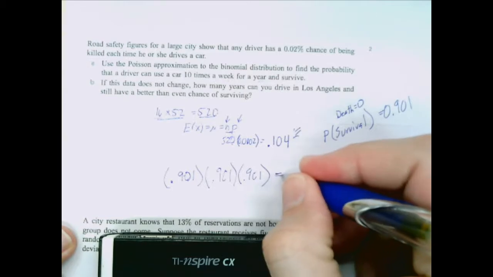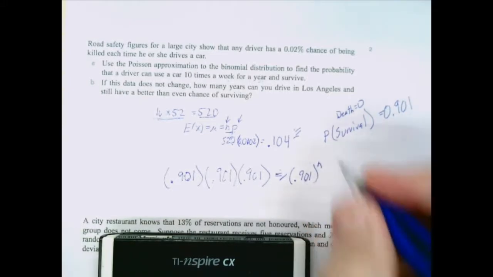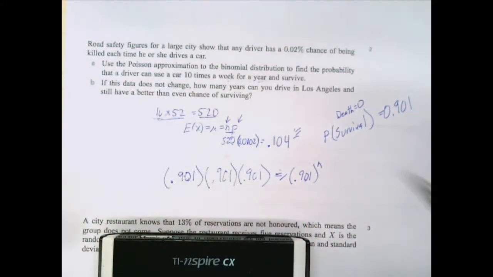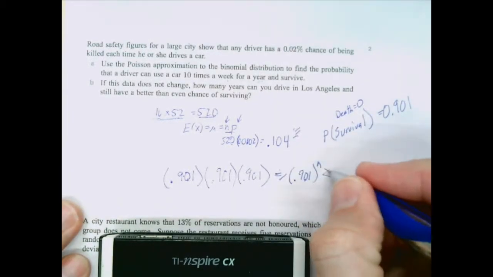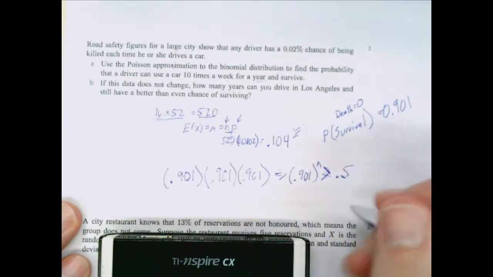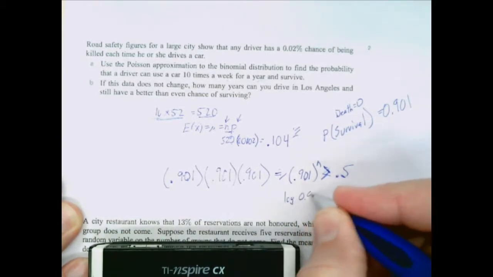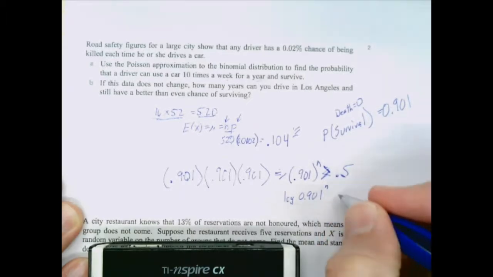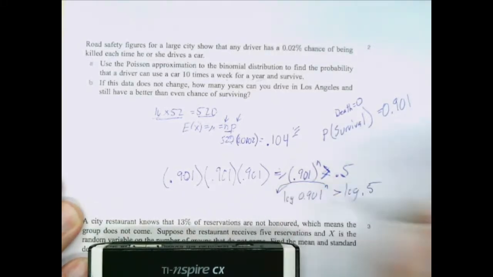Or in other words, it's going to be 0.901 to the power of the number of years. And of course, we want this to be greater than 0.5. I want to have a better than even chance of surviving. So we should now be able to solve this. Take the log of both sides. So log of 0.901 to the n power is greater than log of 0.5. Move the n in front, that's one of our log rules, and then divide by log of 0.901.